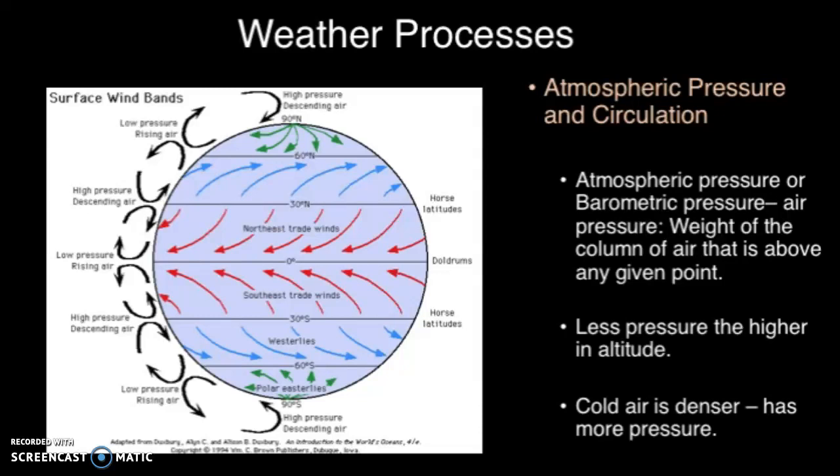So again, we're going to go through atmospheric pressure and circulation a little bit, okay? So atmospheric pressure, also called barometric pressure or air pressure, is the weight of a column of air above any given point. Another way to think about it is a force that is exerted by the gas molecules on a surface. Okay, a force that is exerted by the gas molecules on the surface.